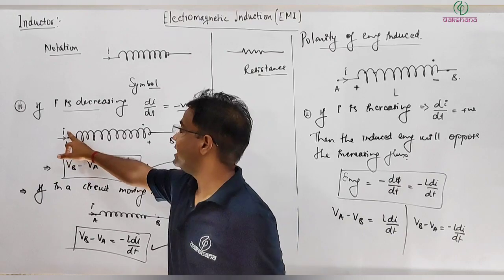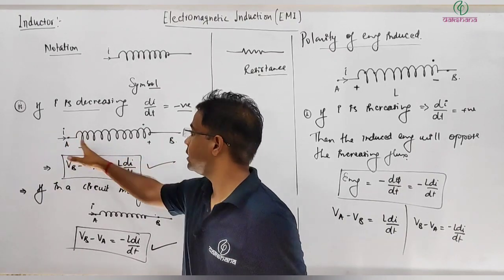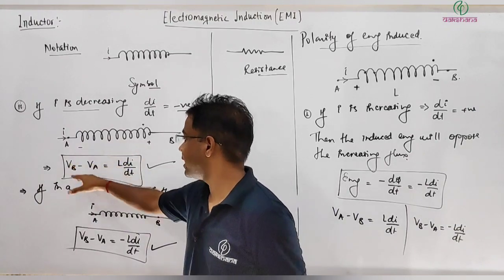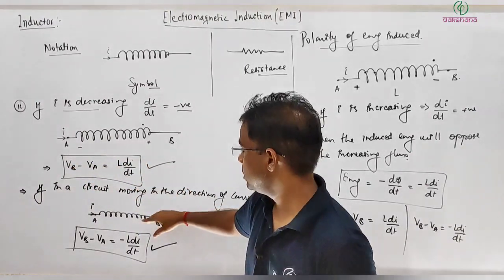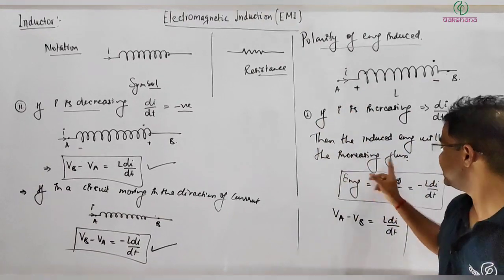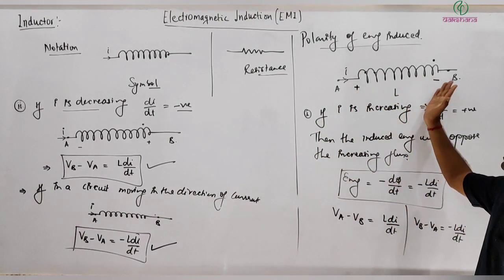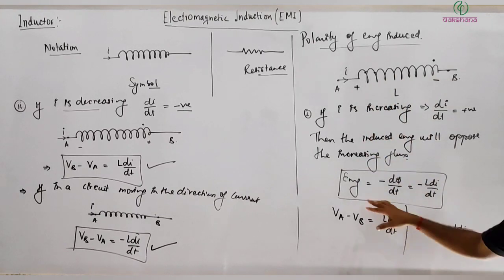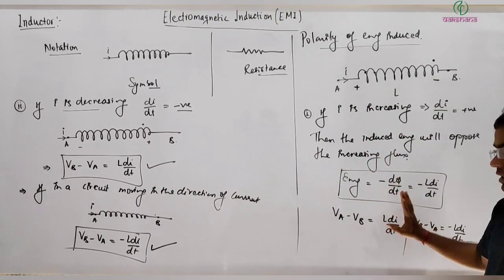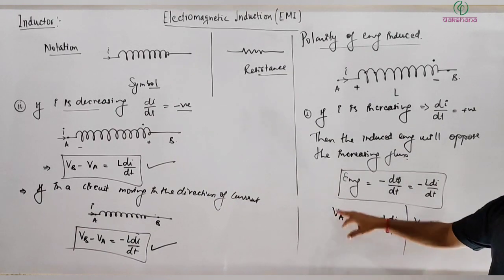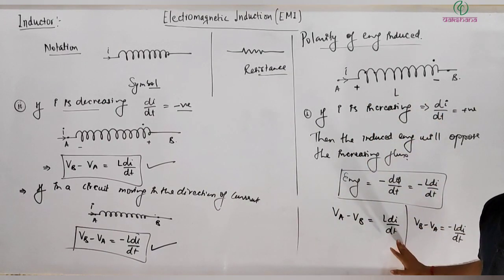So if I is decreasing, then it will try to increase the current in the same direction. So here it will be positive, negative. If current is increasing, in that case this will be the situation. You can see A will be at higher potential. So if I am writing VB minus VA, in general terms, it is minus d phi by dt. If I am writing A minus B, then it will be positive.